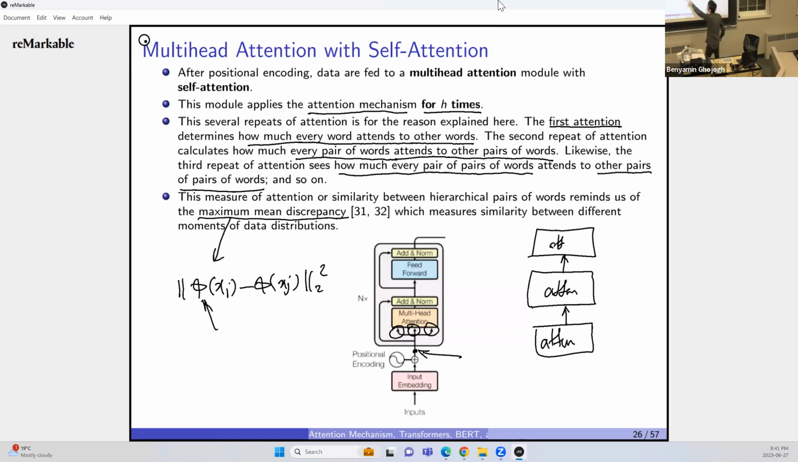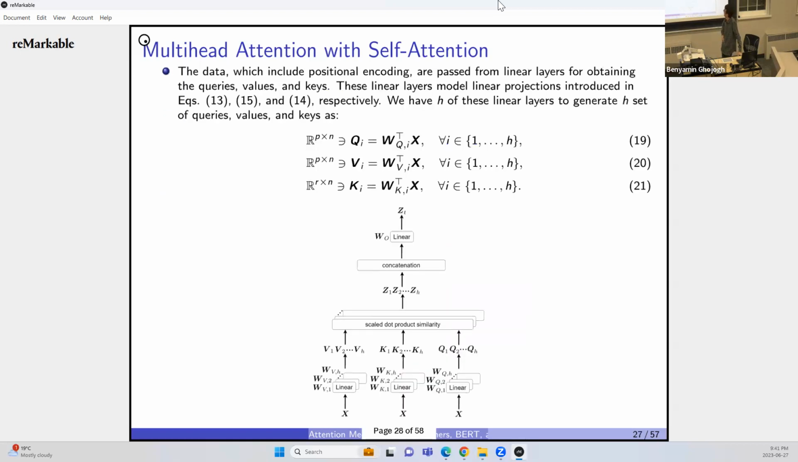And now you see the relation of maximum mean discrepancy with multi-head attention. Why? Multi-head attention is calculating the differences of pairs of words and pairs of words. You can see it as like calculating the difference of moments of the distribution, right? Ideas are repeated in machine learning.